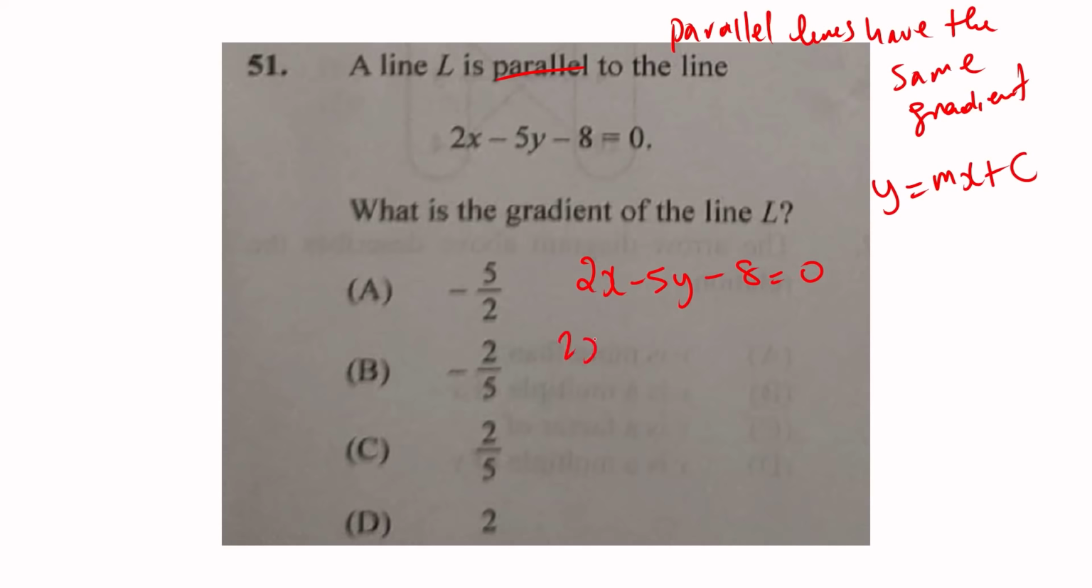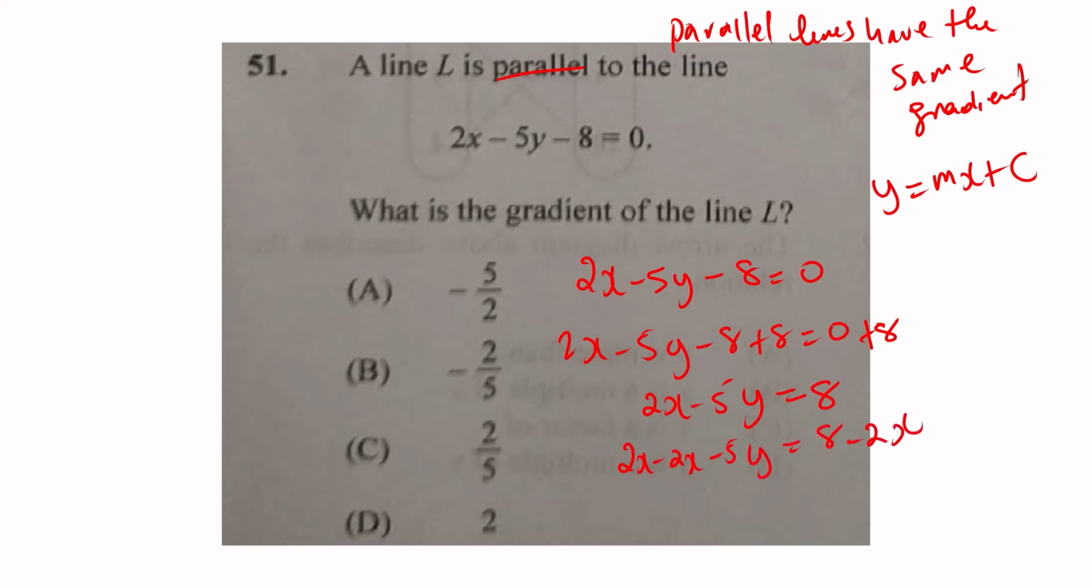We're going to add 8 on both sides of the equation. We have 2x minus 5y minus 8 plus 8 is equal to 0 plus 8. So now we have 2x minus 5y is equal to 8. Next, to get this into the form y equals mx plus c, we subtract 2x from both sides. So we have 2x minus 2x minus 5y is equal to 8 minus 2x, leaving negative 5y is equal to 8 minus 2x. We can put the 2x in front, so negative 5y is equal to negative 2x plus 8.